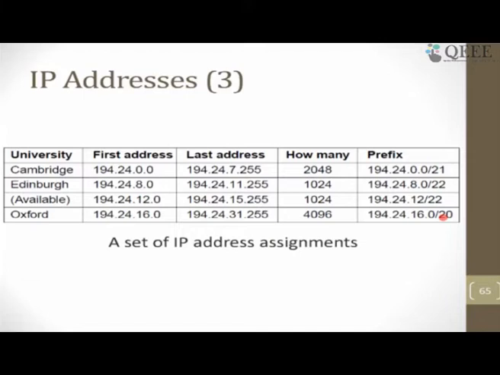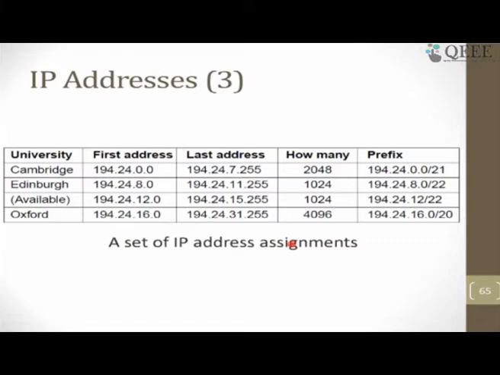Now what can happen in between? Although there are some IPs available, say 194.24.12.0 to 194.24.15.255, I am not giving it to Oxford. Why am I not giving it to Oxford? Because then I have to divide Oxford's address into two different prefixes.